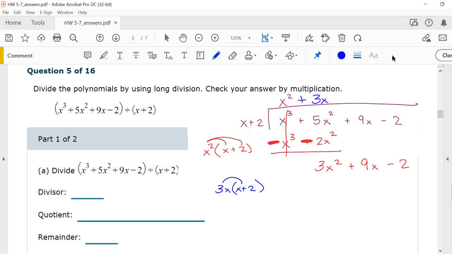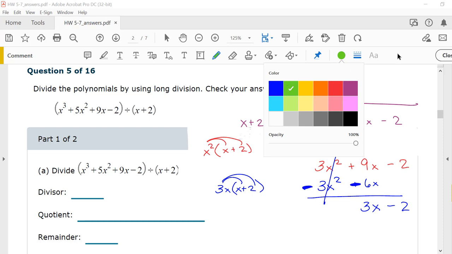We're going to get to do this a bunch of times, I have a feeling. 3x squared plus 6x. We're going to subtract, so change the sign of everything in blue. Those are gone, which was our goal. 9x minus 6x leaves me with 3x. Bring down the rest, minus 2.